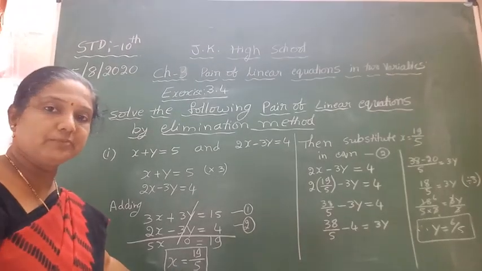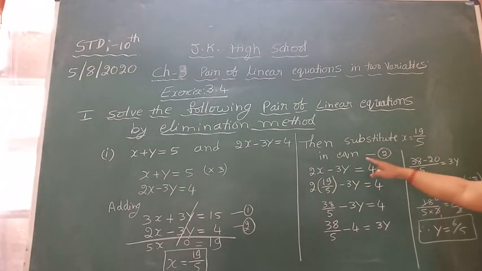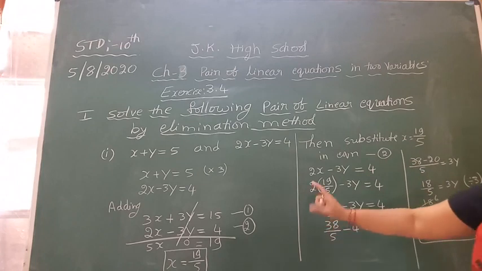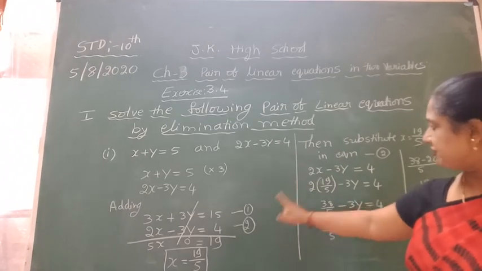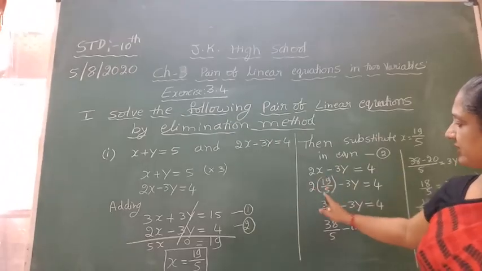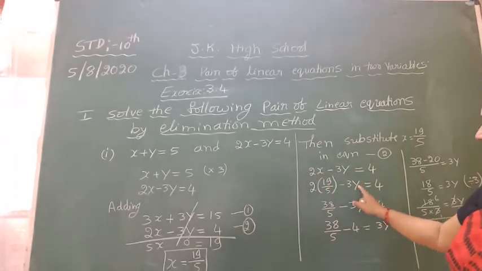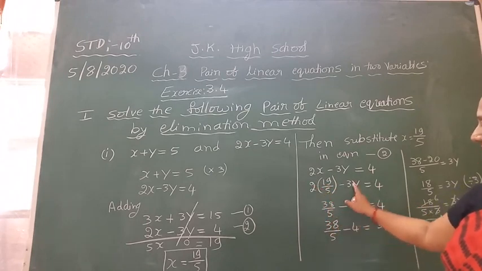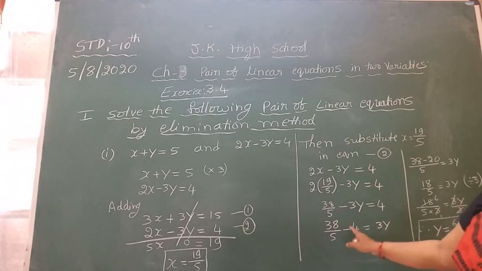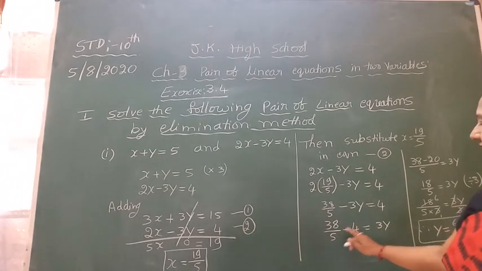After getting one variable's value, that is the x value, then substitute x is equal to 19 by 5 in an equation. Any one of the equations you can substitute. But I substituted in the second equation, equation 2. So if I substitute 19 by 5 in place of x, it becomes like this way: 2 into 19 by 5, minus 3y is equal to 4. Then 2 nineteens are 38 by 5, minus 3y is equal to 4. So now see here, one fraction and one whole number. So I have to take the LCM of both. Then what is the LCM? 5. 5 fours are 20.